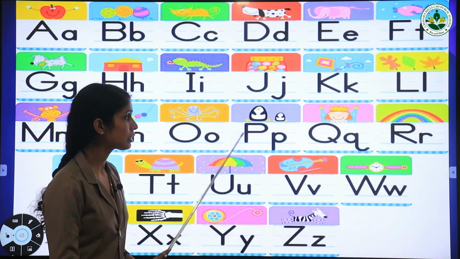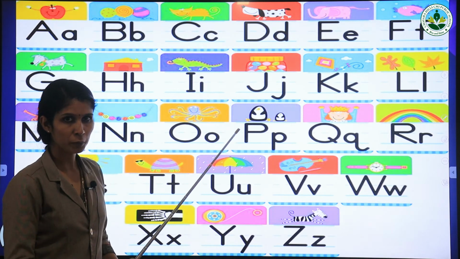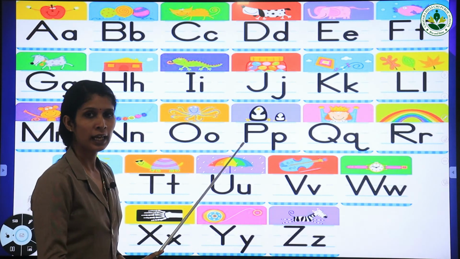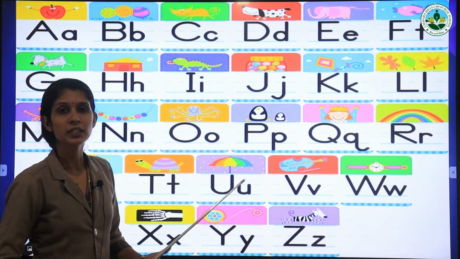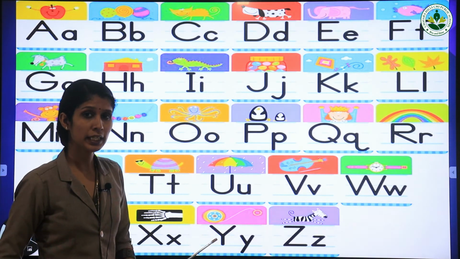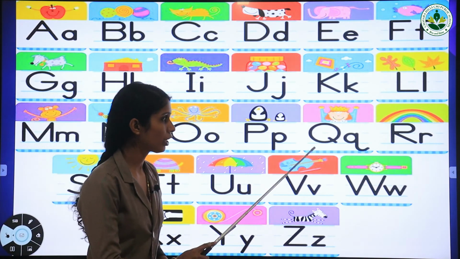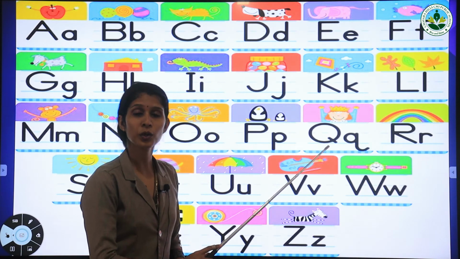Letter P has capital letter P and small letter P. Repeat after me, capital letter P and small letter P. Say the sound of letter P. The sound of letter P is P. P. And our next letter, which is letter Q.